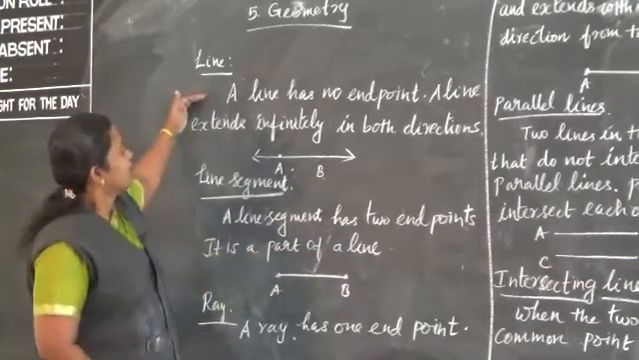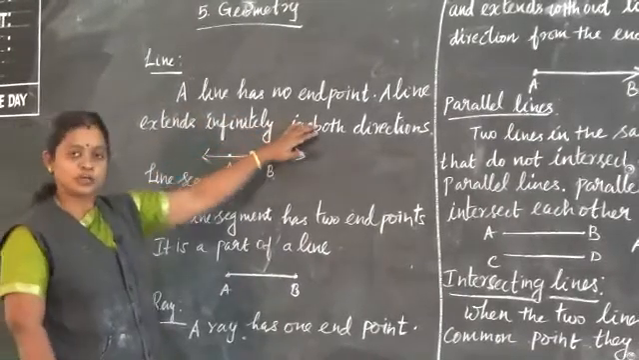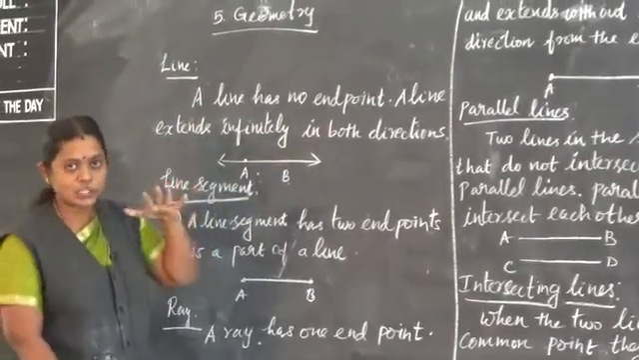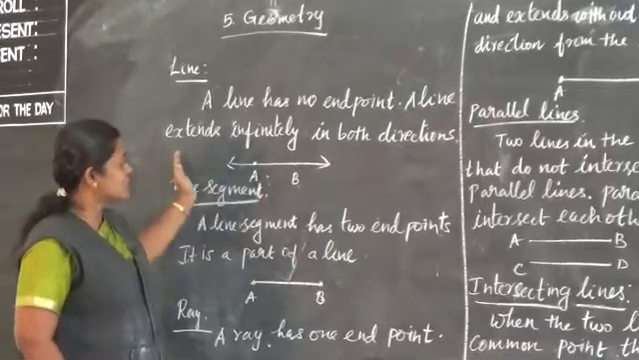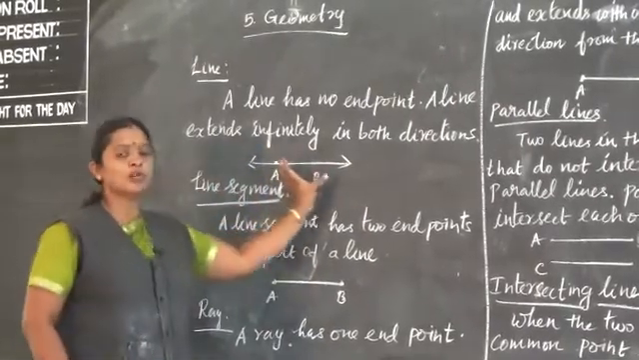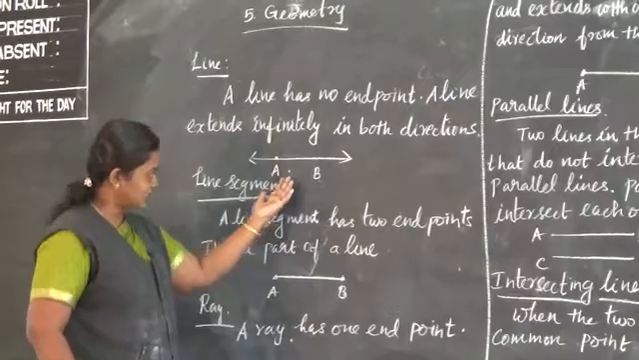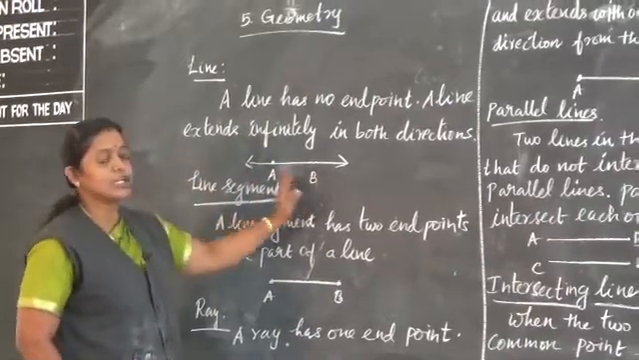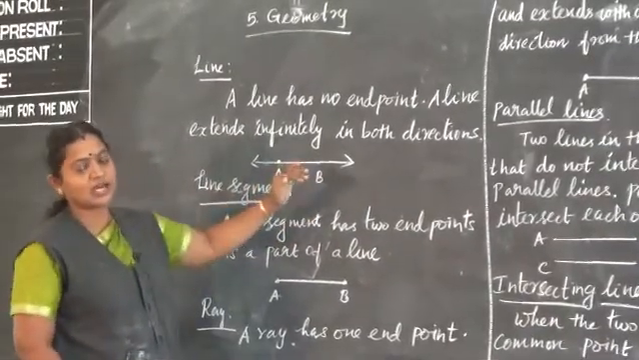What is meant by a line? A line has no end point. You know very well, a line has no end points. A line extends infinitely in both directions. We can extend this line infinitely in both directions. That is called a line.